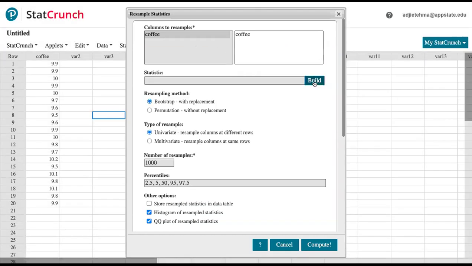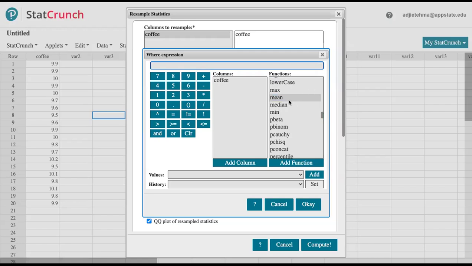When you get here, we go to build. Now scroll through this and look for the mean. This is the mean. Double click on it. I have it here. Mean of what? Mean of coffee. Double click on the coffee too. Can you all see that?